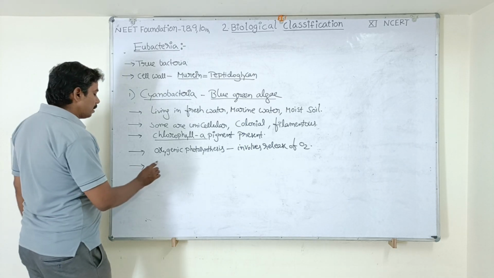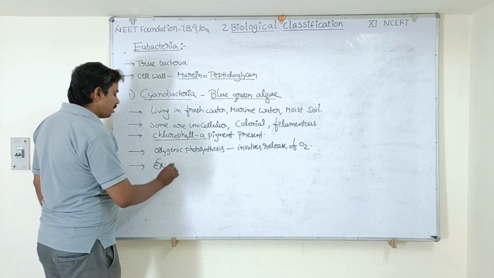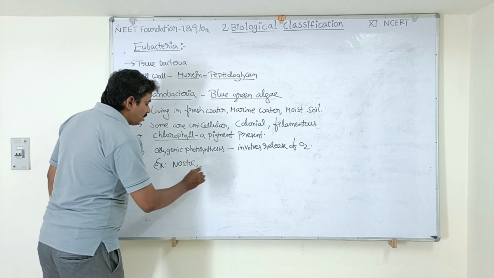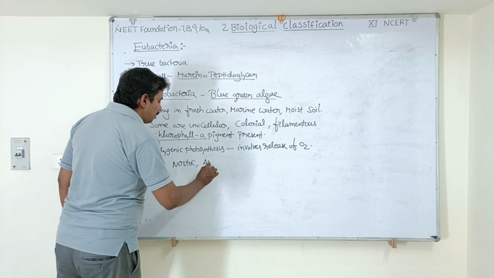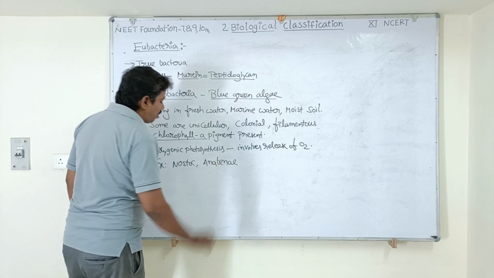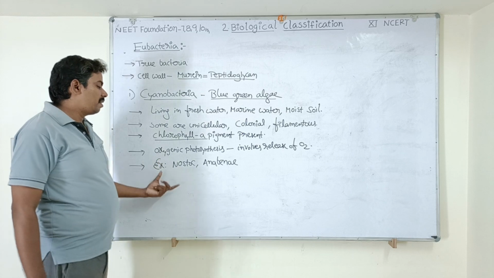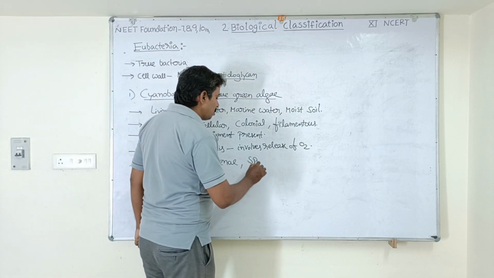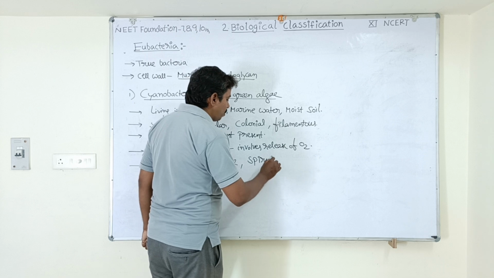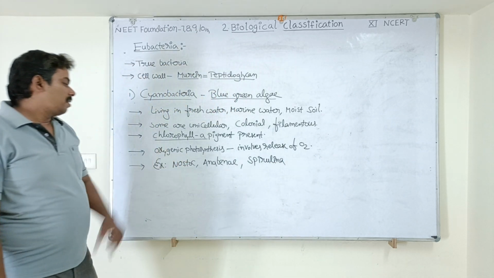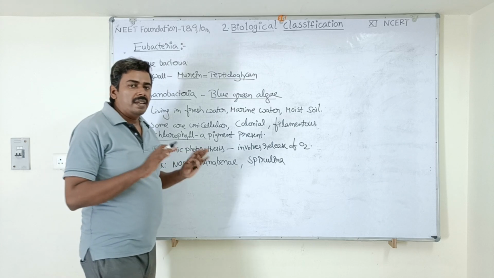Next, what are the examples of cyanobacteria? Students, look here. Nostoc. Next is Anabaena. These two are photosynthetic cyanobacteria. They can carry out photosynthesis. And one more example I am giving you, that is Spirulina. So these are the three examples important for your NEET exam.